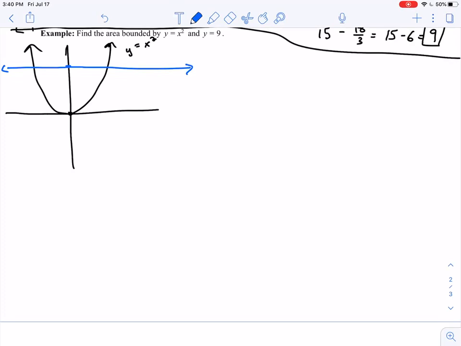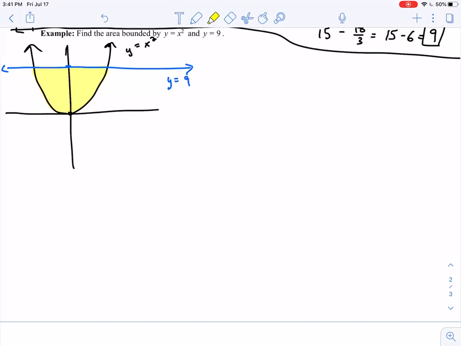I want enough of an idea to tell me here's what the area looks like, and then I can determine what's my upper function, what's my lower function. I don't need to know exact points. So this blue constant, that's y equals 9. And we're looking for the area bounded by these two functions. When we say area bounded by those two functions, we really mean the area contained between those two functions. So the area between x squared right here and y equals 9, that's talking about this area right here that I'm highlighting.